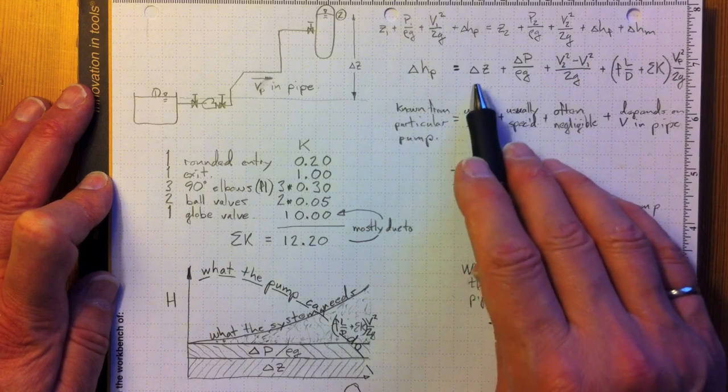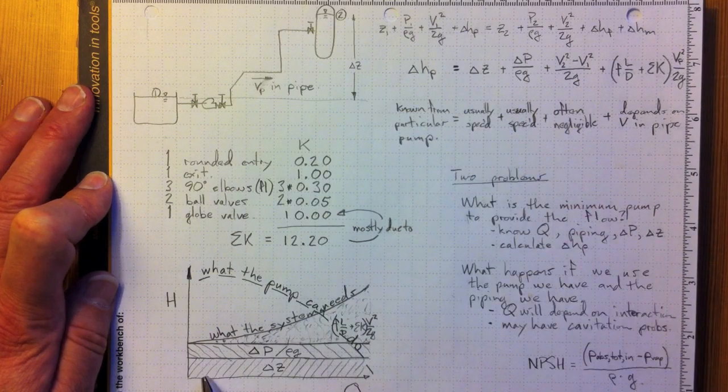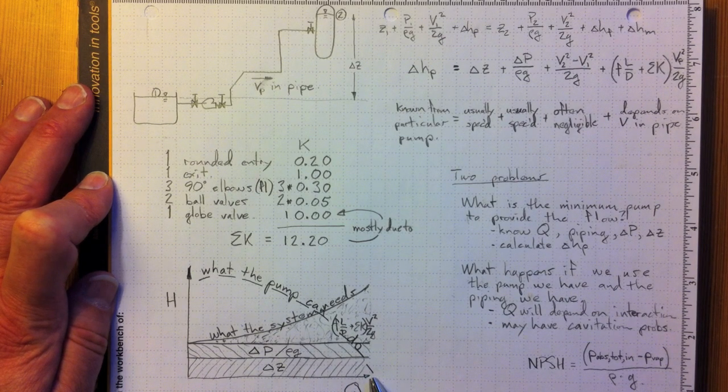So we've got three things here. We've got delta Z. So no matter what the flow rate, Q, for any value of Q, any value of flow in that pipe, to make it go forward, we've still got to have a head rise across the pump that's bigger than the elevation difference.